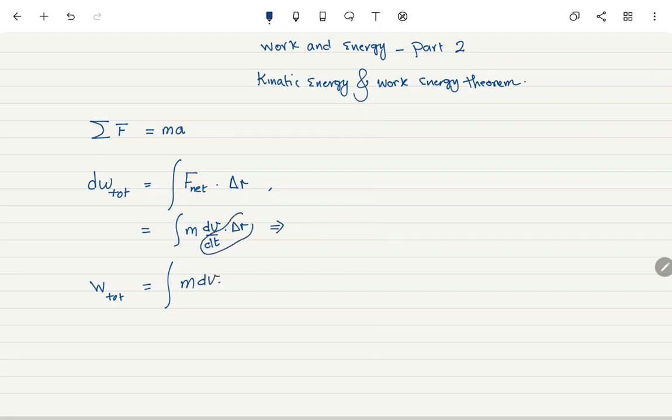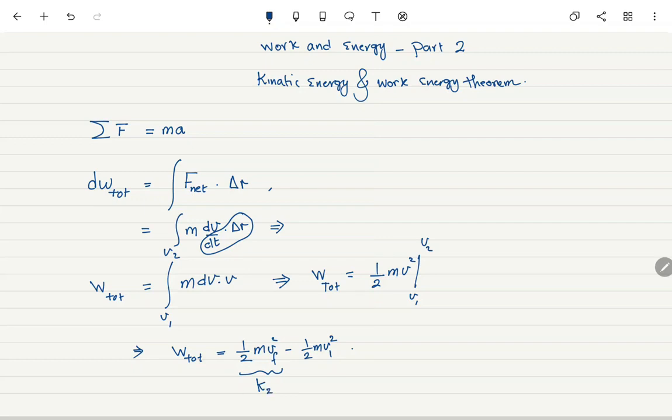Now delta R over delta t is actually v, from v1 to v2, or we can say that work total equals half m v square from v1 to v2, or work total equals half m v final square, or v2 square, minus half m v initial square. Now half m v final square is the final kinetic energy, and half m v initial square is the initial kinetic energy. In this case, work total equals delta K, and this is called the work energy theorem.